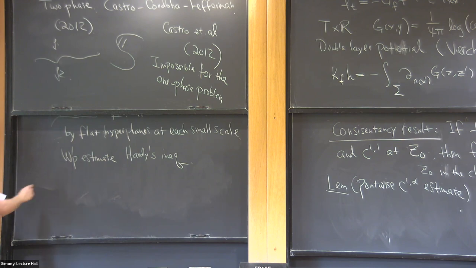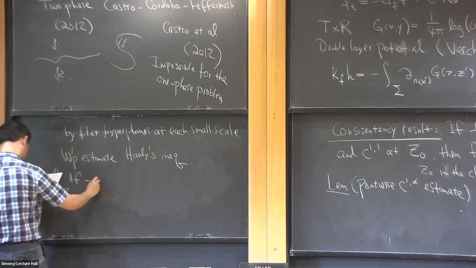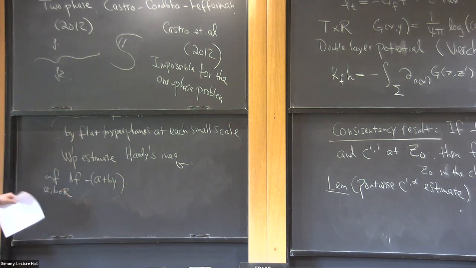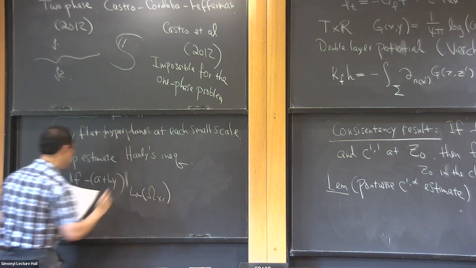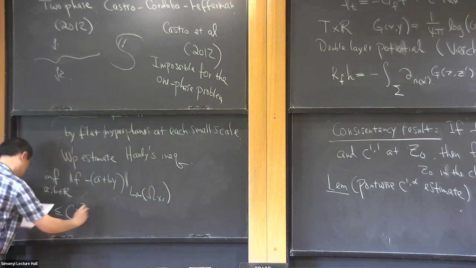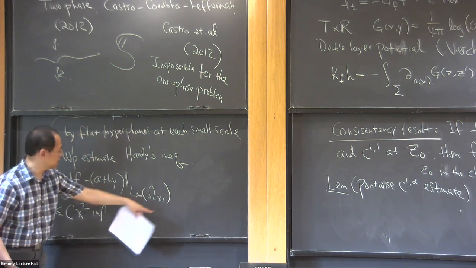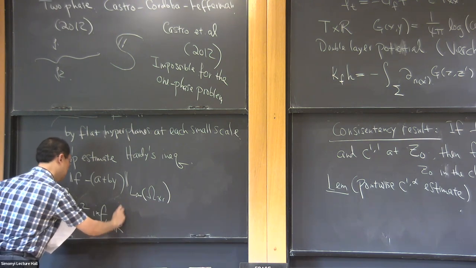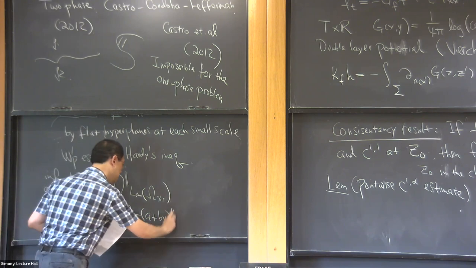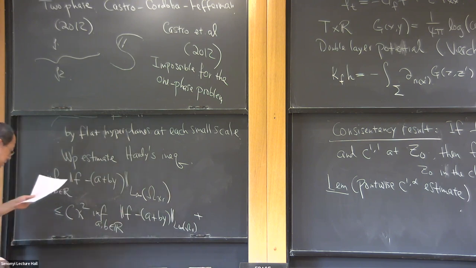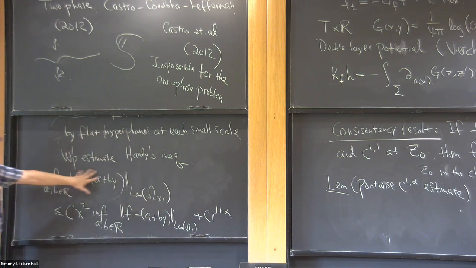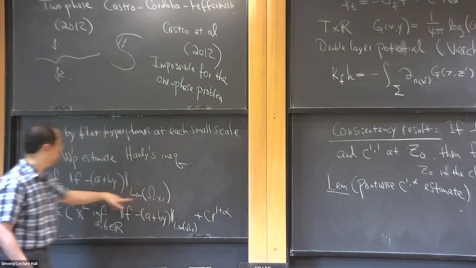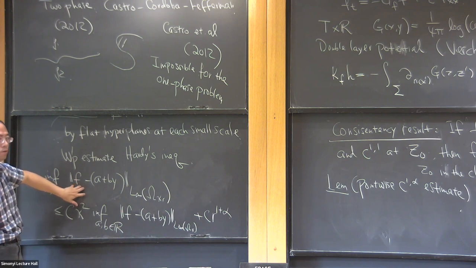iterative inequality. So the inf over any constants a and b in R of the norm of f minus a plus by, so this is a linear function of y only, you take the infinity norm in a smaller ball kappa R. This is bounded by some constant c times kappa squared times the inf of the same thing but in omega R, plus the second term, which is C R to the power alpha plus 1. As long as you have this inequality, you can iterate and eventually get that this inf is less than or equal to the last term on the right side. So this gives you the C1 alpha, the pointwise C1 alpha regularity of solutions. So that's all I want.